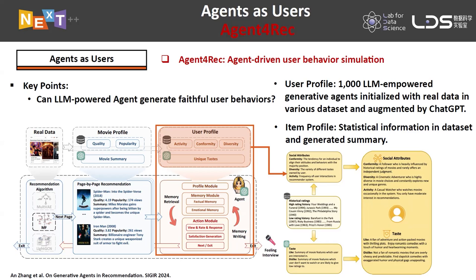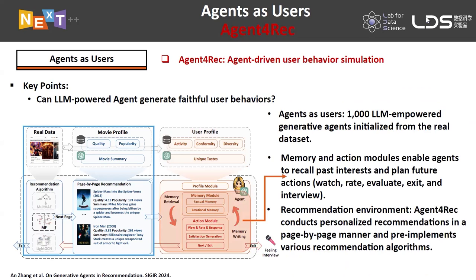Then for the item side, we use the statistical information to generate some summaries. And for the memory, to faithfully simulate users, we carefully designed two components. The first one is the memory, and the second is the action space. It lets the agents recall the past interests of real users, and plan the future actions for the user agent, like watching movies, reading, evaluating, exiting the system, and doing some interviews.